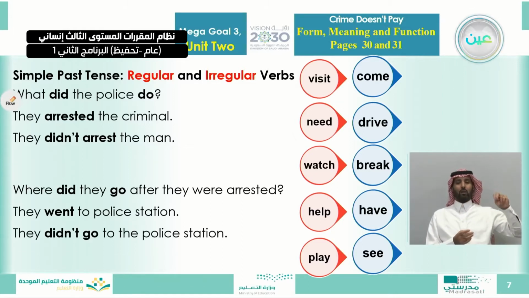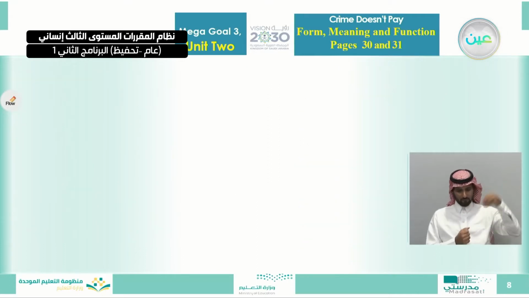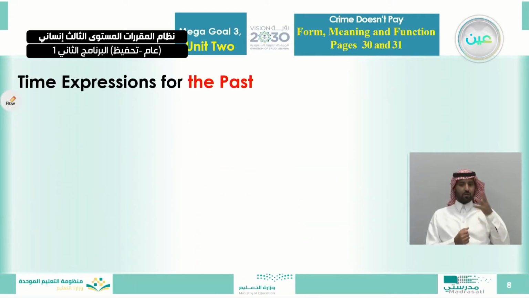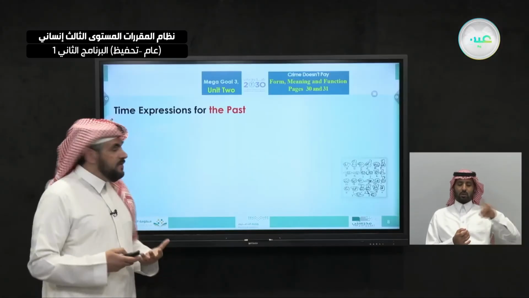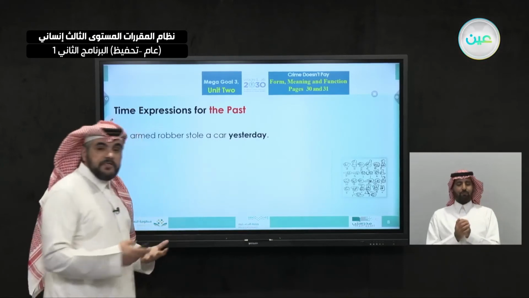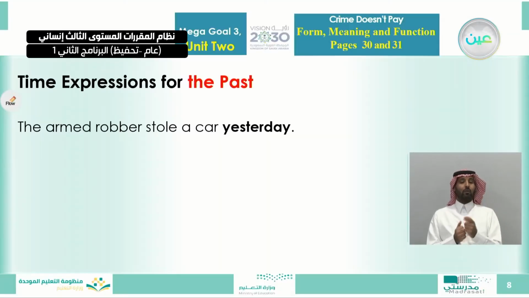Okay, look at the two sentences again. They went to the police station, and here they didn't go. Because we used "did," we change the verb into the infinitive. Now, what are the expressions that can tell you about the time? We have so many expressions that can tell about the time in addition to the form of the verb. You have two things that indicate the past. The first one is the form of the verb. You use it in the past.